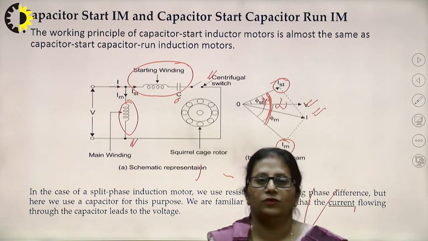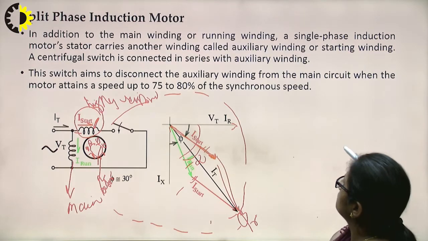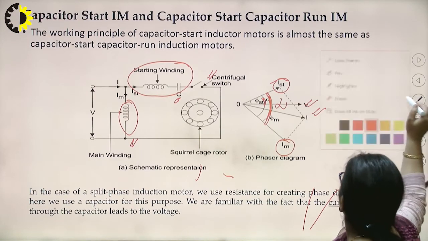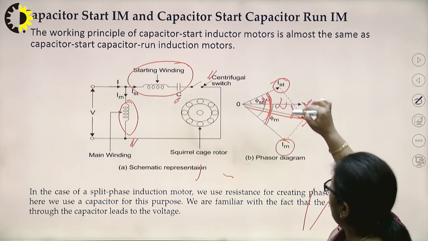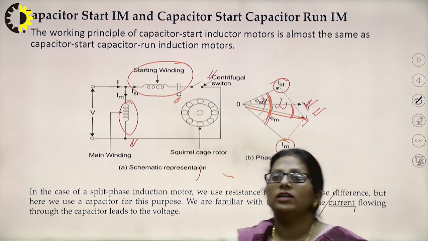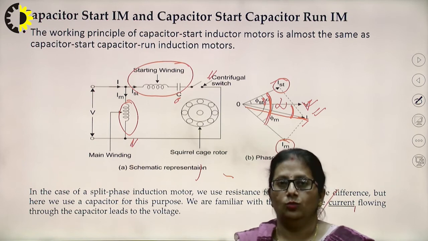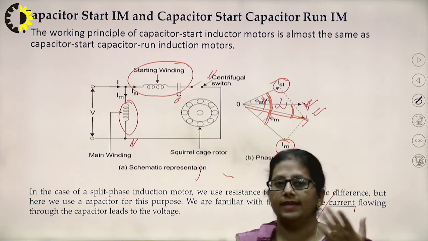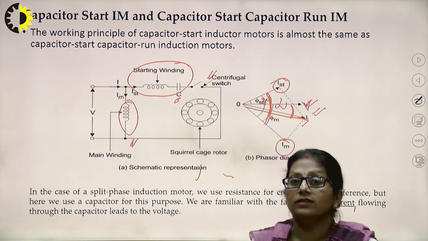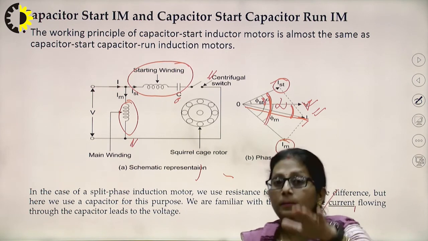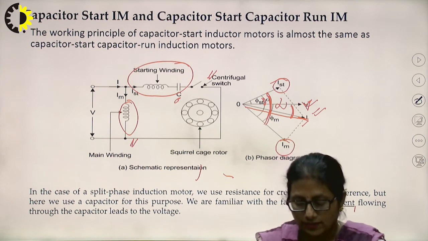What is that? If you just see, the resultant current over here is lying here. And voltage is here. What is the power factor? The power factor is much more improved compared to the resistance split phase. So this capacitor start induction motor serves two purposes. Obviously, one is the starting, for providing the starting torque, and also they provide a better power factor correction, right? If permanently connected. So obviously, for a capacitor start, capacitor run induction motor, the power factor is also very much improved.